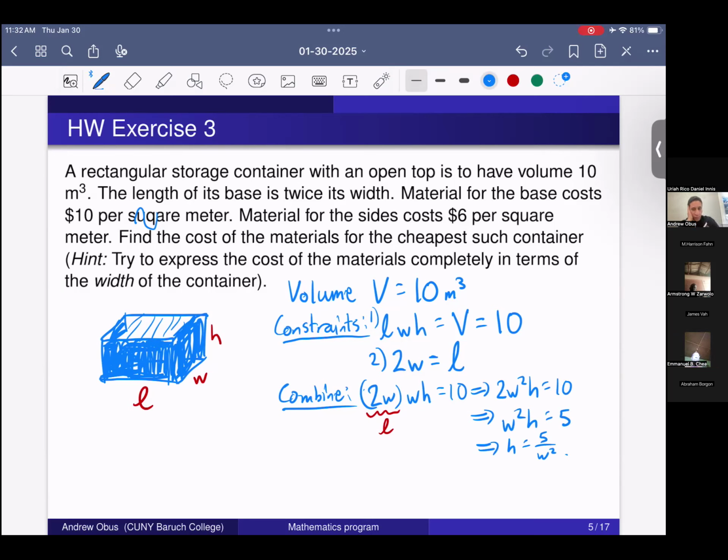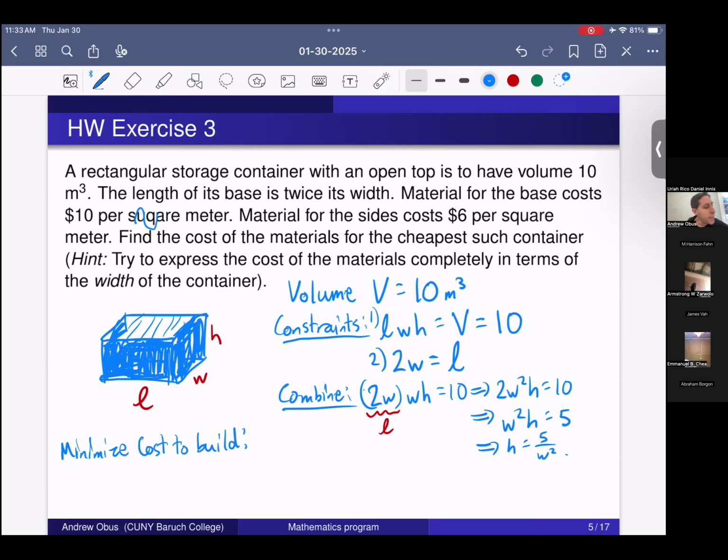Okay, great. So just doing it in a few steps. Now anything involving the length we can write in terms of the width. L is 2W. And anything involving the height we can also write in terms of the width. It's 5 over W squared. So now what is the quantity we want to maximize or minimize? It's the cost, right? We want to minimize the cost to build.